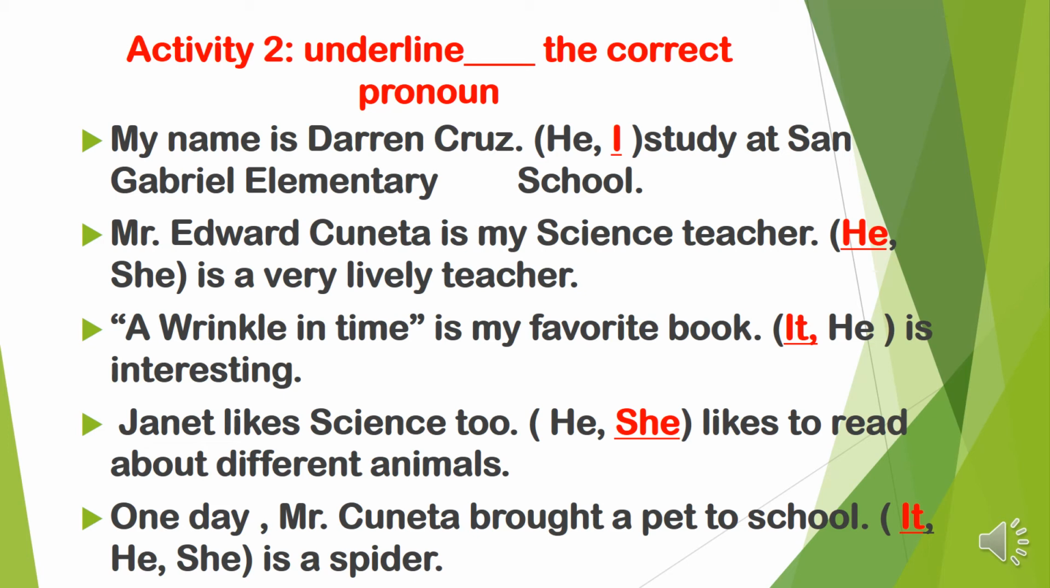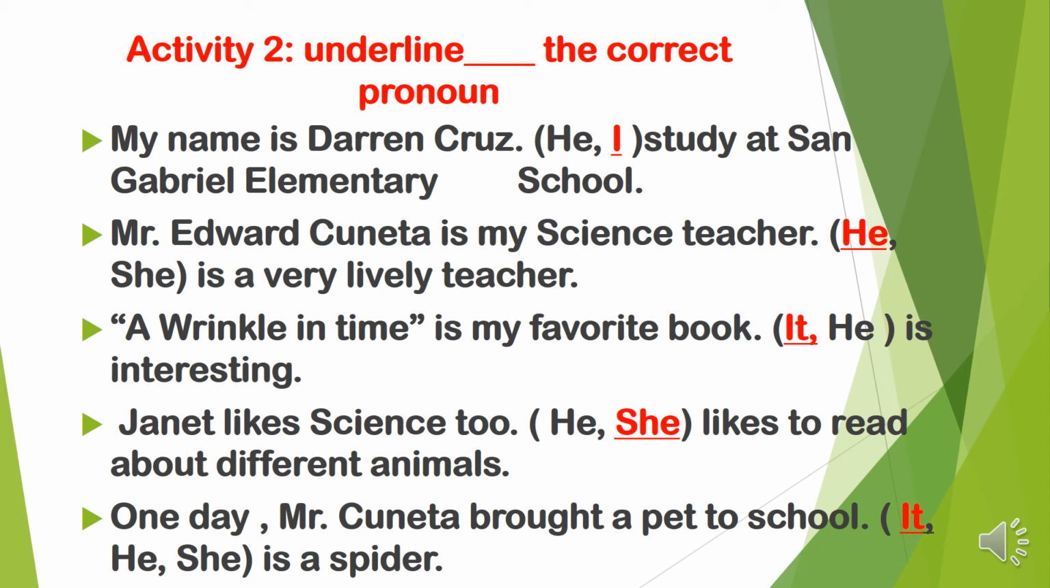Next, Mr. Edward Cuneta is my science teacher. So we're referring to our science teacher, which is Mr. Edward Cuneta, and we knew that Edward Cuneta is a boy. So we chose he. We underlined the word he. He is a very lively teacher. When you say lively teacher, class, it's what you call an energetic teacher and convincing to us, my dear viewers. Excuse me for a while.